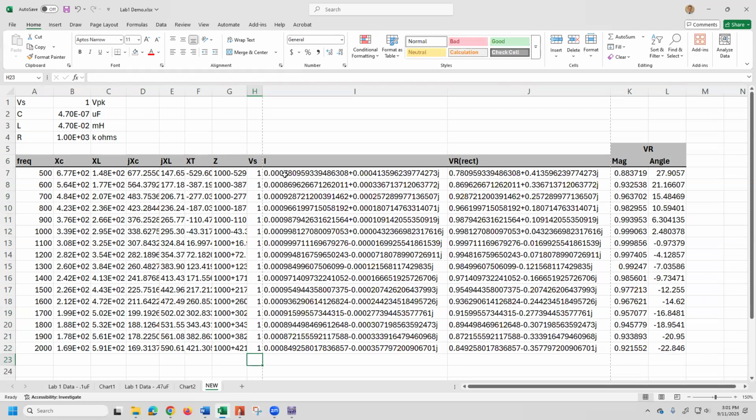Next time I do this, I'm just going to use an absolute reference to this cell. And I'm just going to get rid of that column. We don't need it. For some reason, I don't know why I put it in there, but whatever. It is what it is.